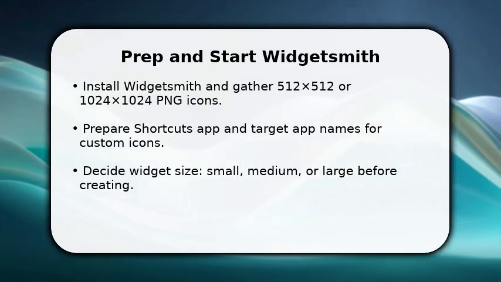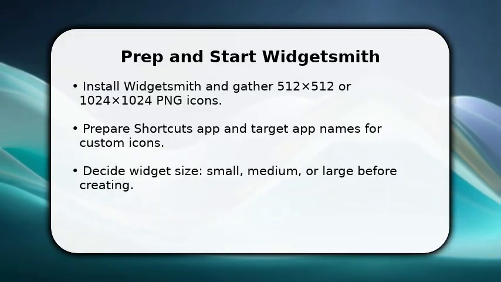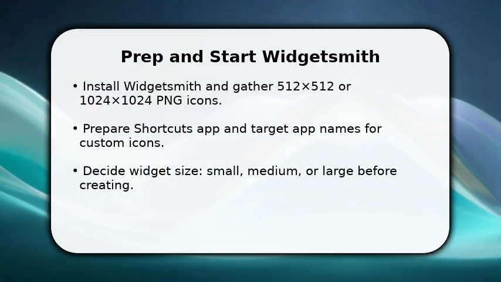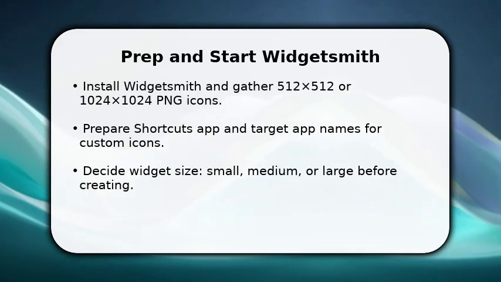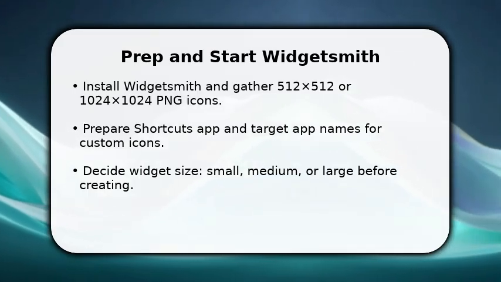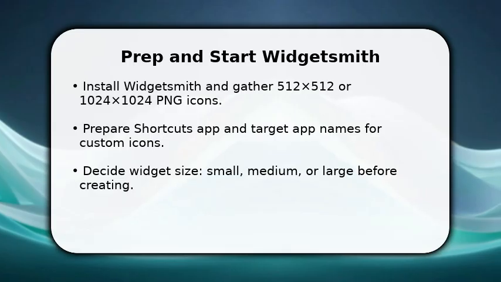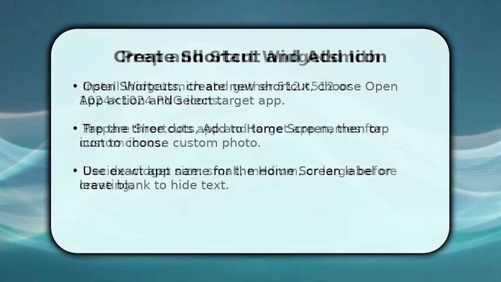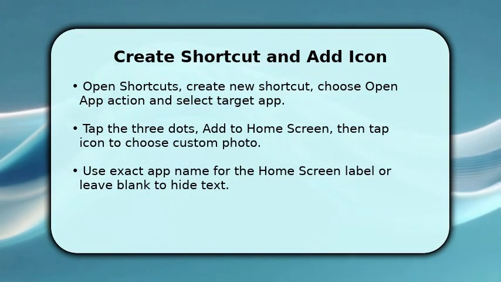Once done, set the widget's time and font if needed for overlays, then save with a descriptive name. Make sure to leave the Widgetsmith app open when switching to the home screen so the new widget appears in the widget picker immediately. You'll now make the tappable icon via shortcuts.